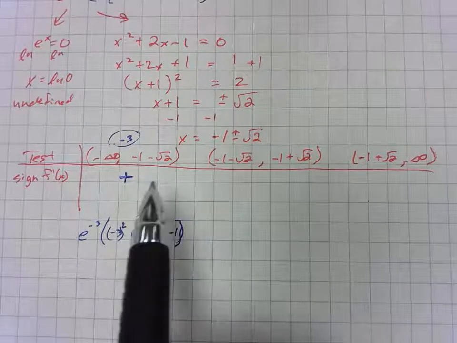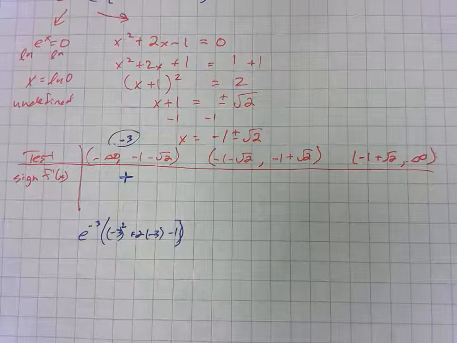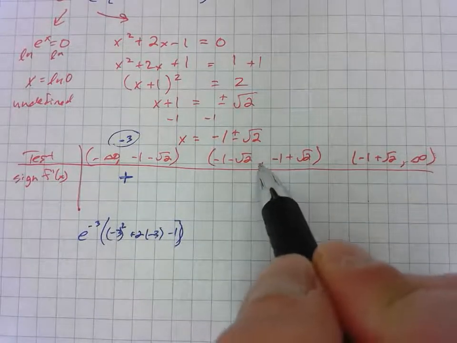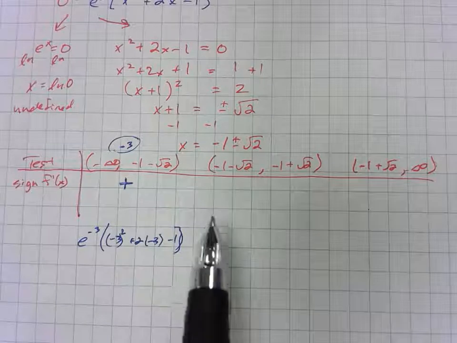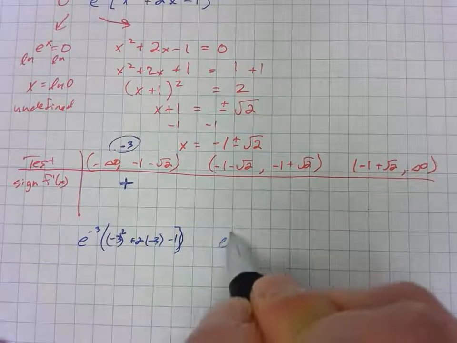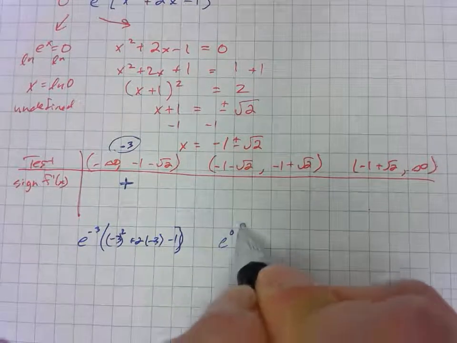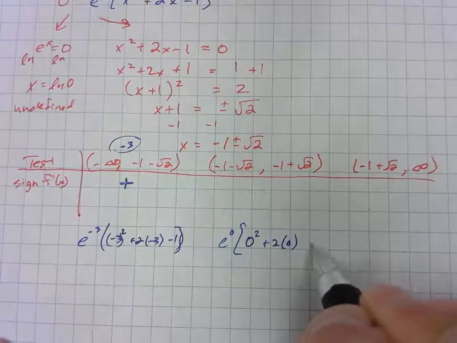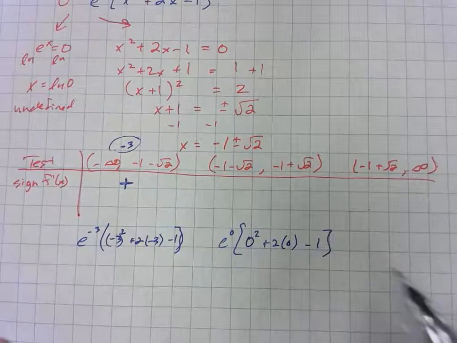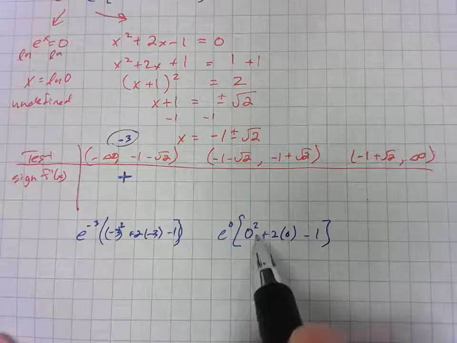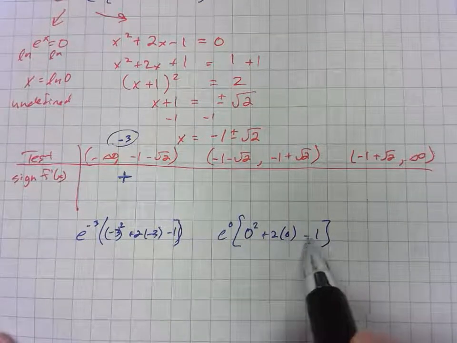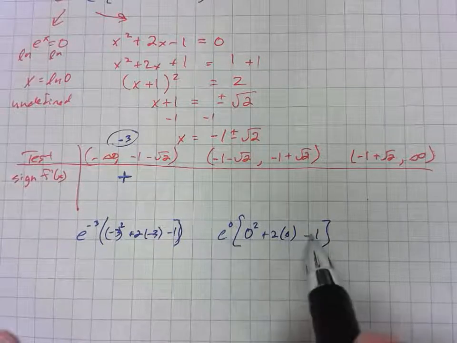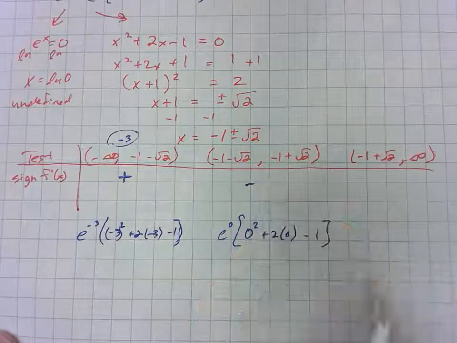So, for the first interval, f prime is positive. For the second interval, I'm just going to pick 0, because 0 is between here, and that's easy to plug in. So it's going to be e to the power of 0 times 0 squared plus 2 times 0 minus 1. Well, this is 0, that's 0, minus 1 is -1. E to the power of 0 is 1, so it's 1 times -1. That gives us a negative number.